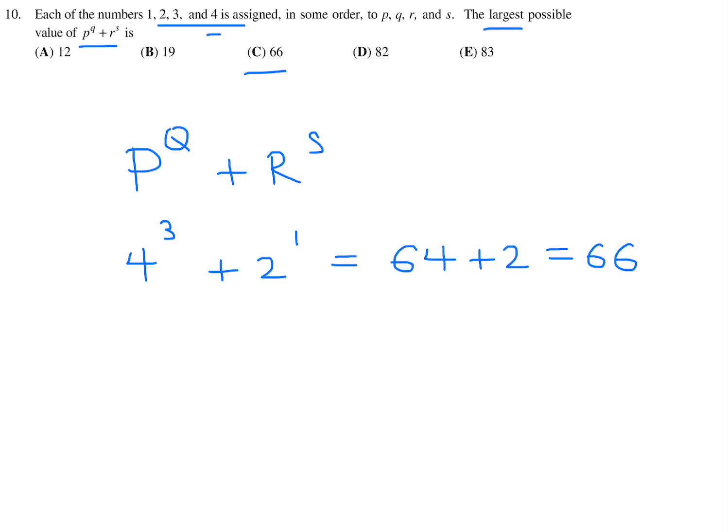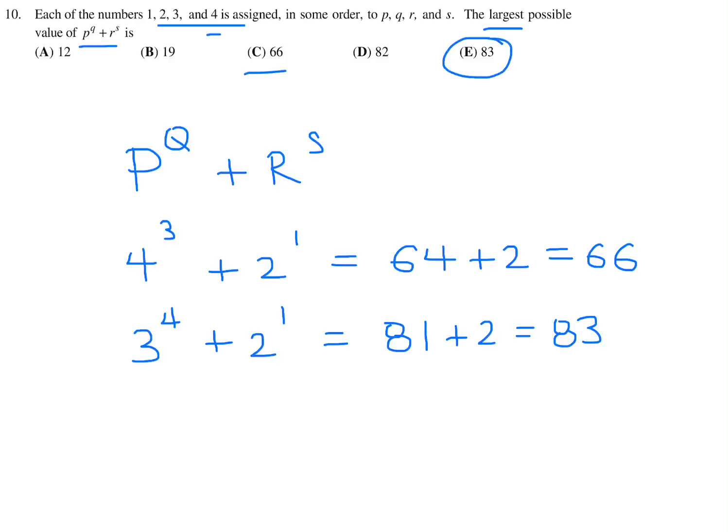Let's try P equal to 3 this time. And then I'll put 4 as my Q. And then what's remaining is just 2 and 1. 3 to the 4th is 9 times 9, which is 81, plus 2 is 83. So that gave me a much bigger answer, and that's the largest of the possible 5 choices.